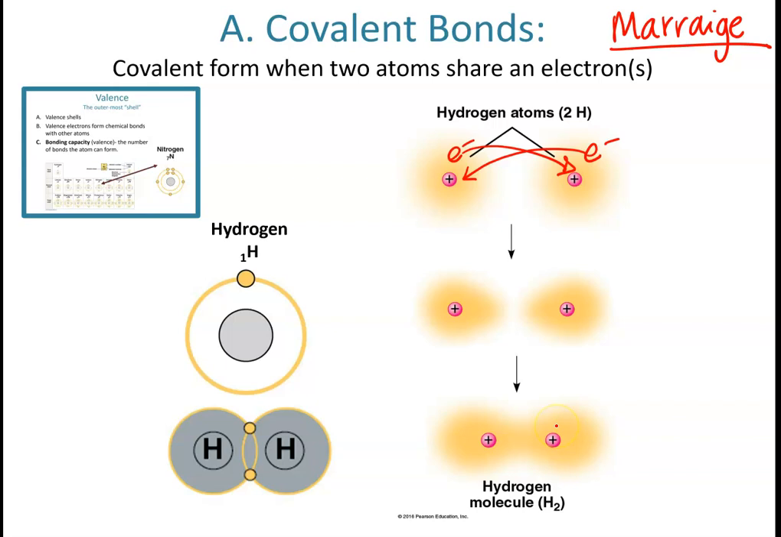So a covalent bond forms when those electrons bring the protons together, bring the atoms together. And what you get is this filling of both of the shells, because while they're sharing their electrons, both of the valence shells are filled, which makes those two hydrogen atoms happy, and it makes them stable.